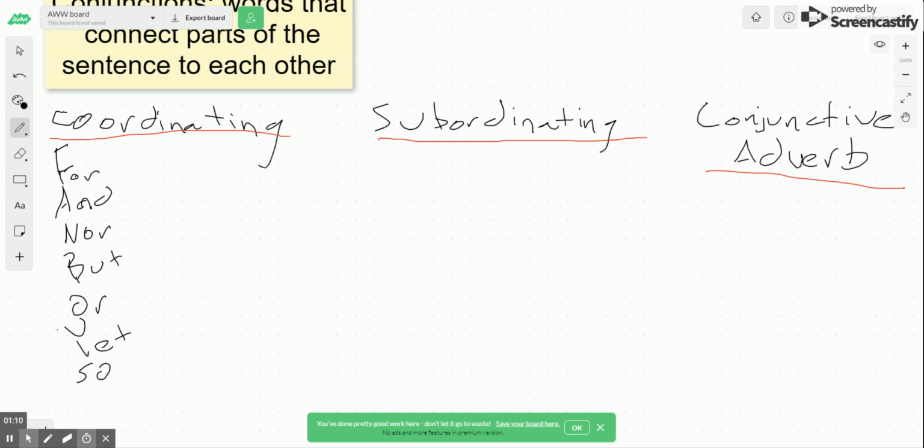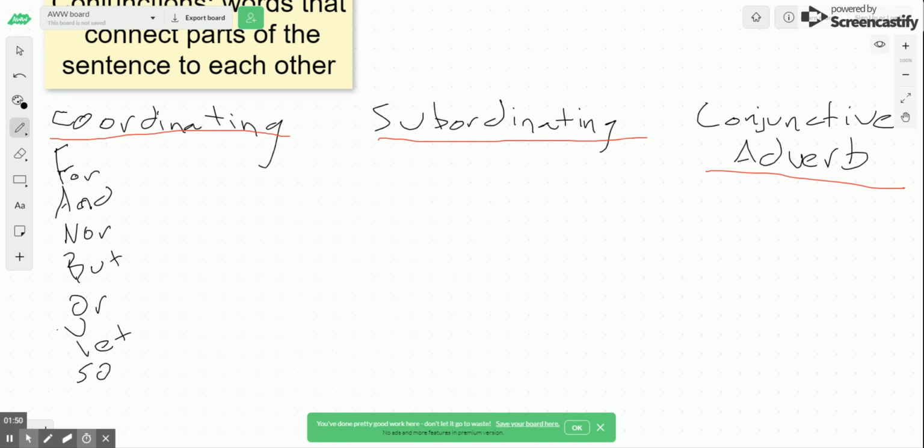Next, we have subordinating conjunctions, and they connect two clauses, which are complete thoughts, and they make one independent clause into a dependent clause. For example, I'll have to go to the store since Bryson ate all my chips. You have the two clauses: I will have to go to the store, and since Bryson ate all my chips. But without the subordinating conjunction since, it would be two independent clauses.